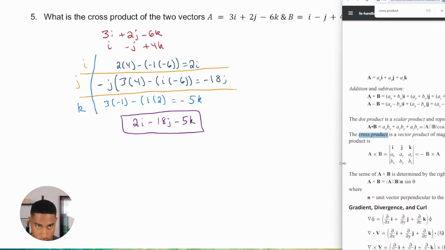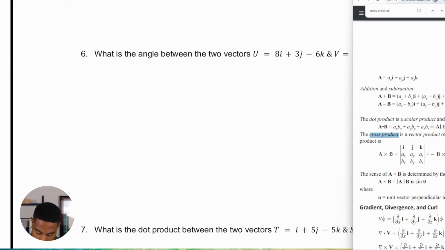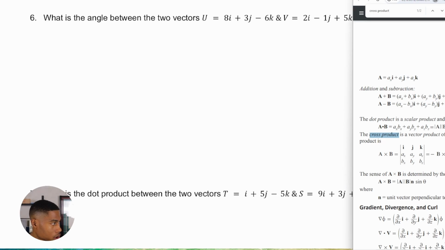Alrighty. Let's look at number 6. All right. So this one says, what is the angle between the two vectors?